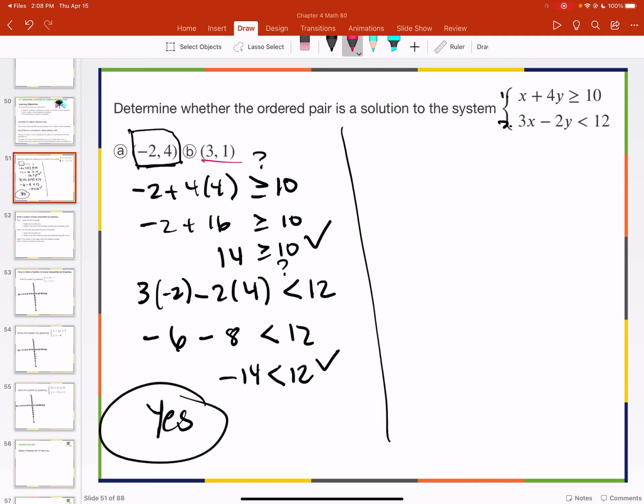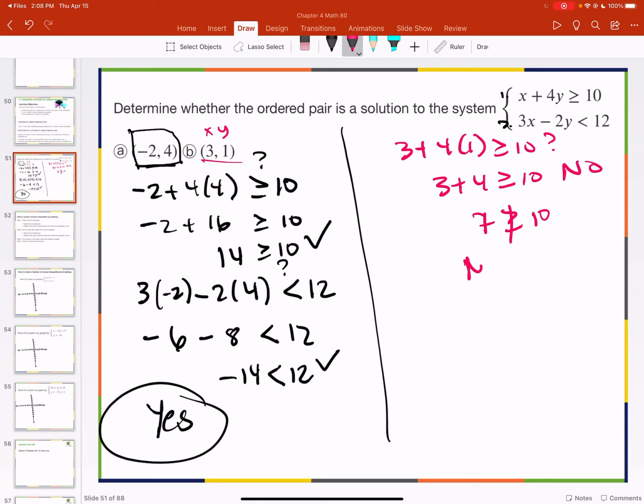So we're going to plug it into both. So 3, 1. So x is 3, y is 1. We have 3 plus 4 times 1 greater than or equal to 10? 3 plus 4 greater than or equal to 10? No, because that's 7, and 7 is not greater than or equal to 10. So not a solution. Okay, so that's how you would solve that type of problem.